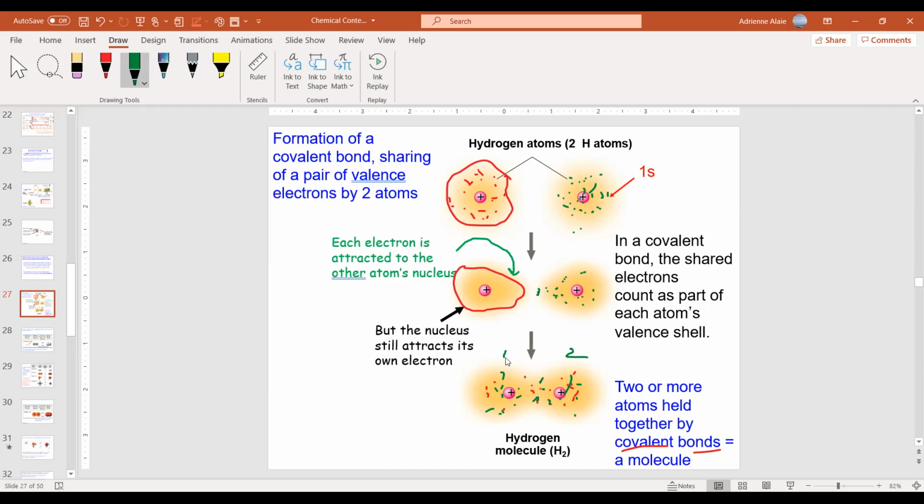All right, so it's the sharing of valence electrons, a covalent bond, for purposes of completing the valence or outermost shell of each individual participating atom.